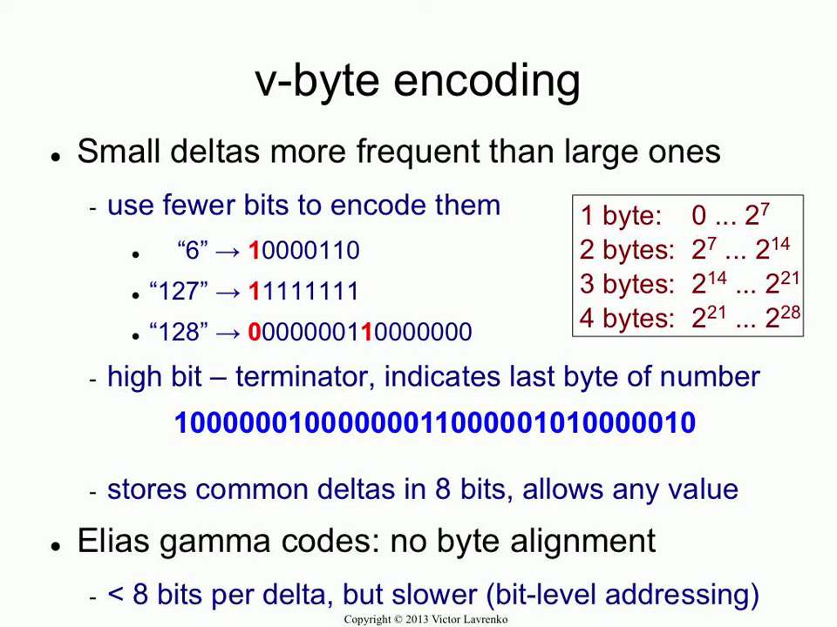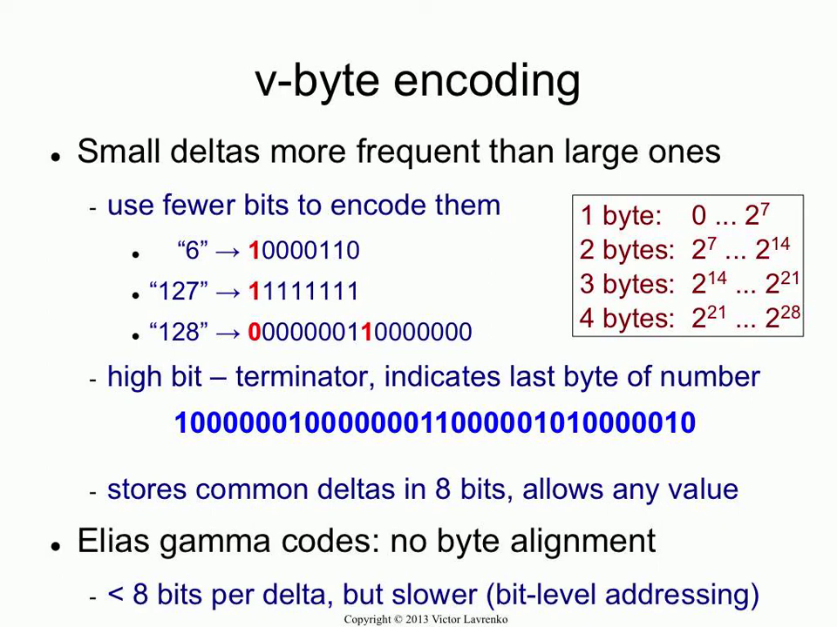The basic idea there is you are going to use a variable number of bytes depending on how big the number is that you're trying to encode. So if your number is anywhere between 0 and 127, we're going to use 1 byte to encode it. If it's between 128 and, what is it, 16,000 something, then we're going to use 2 bytes, and so on and so forth.